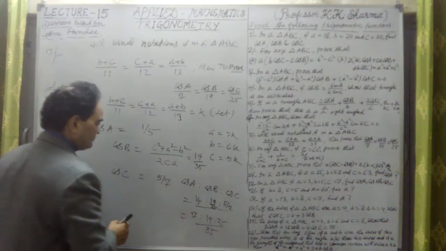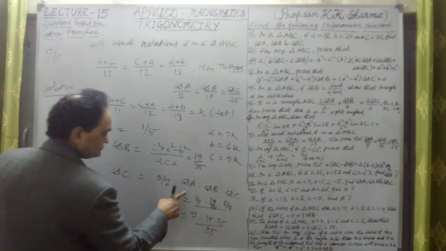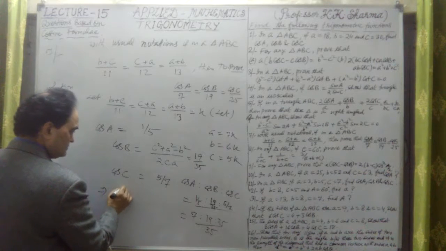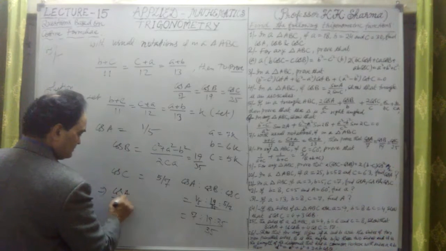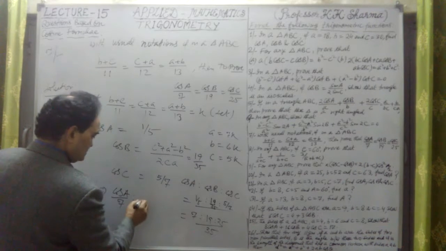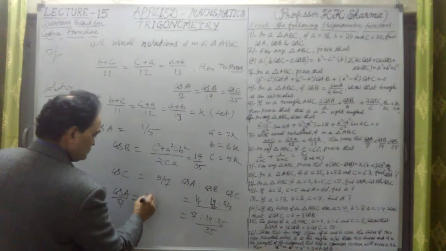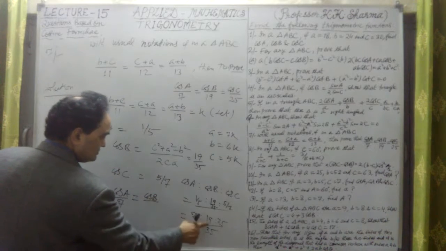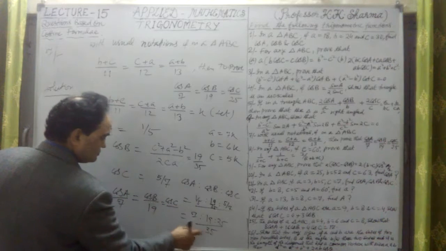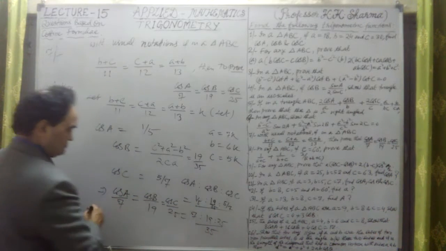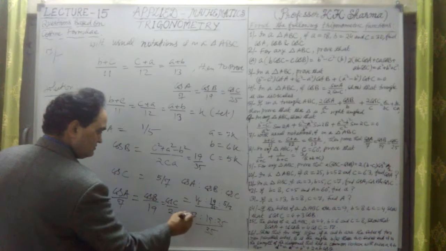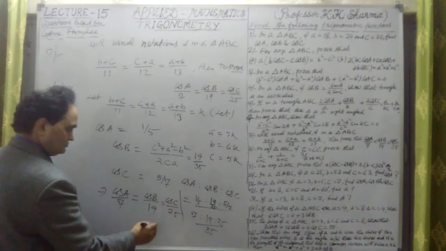The ratio would be cos A upon 7 here. This implies that cos A upon 7, the factorized ratio, is equal to cos B upon 19, the second ratio, is equal to cos C upon 25. Okay, so this is the same value. Hence proved.